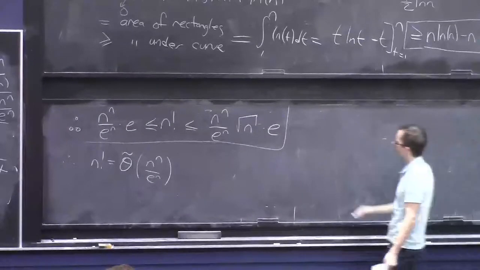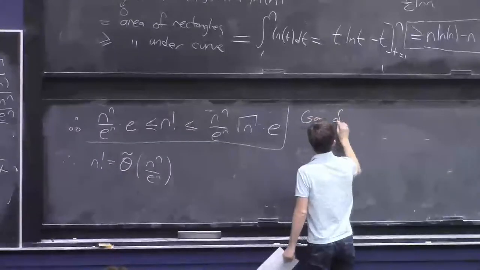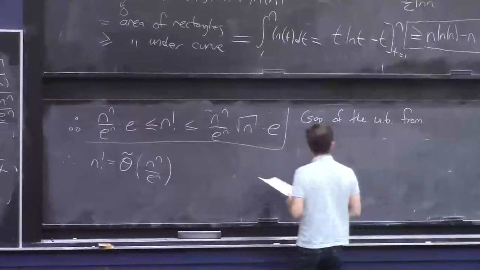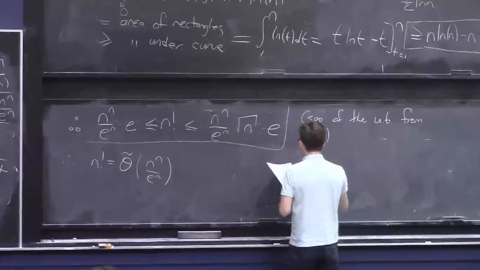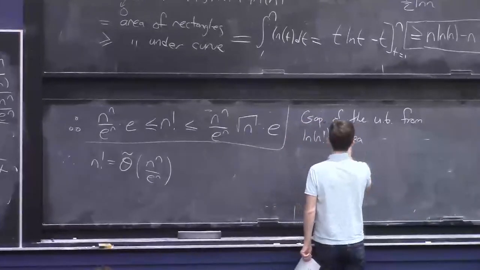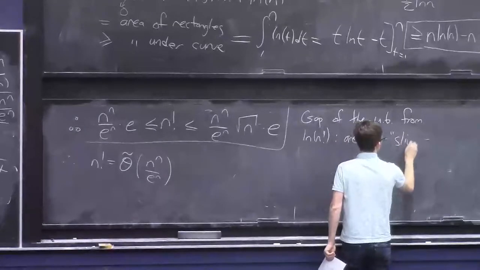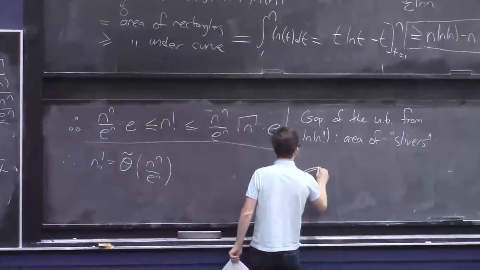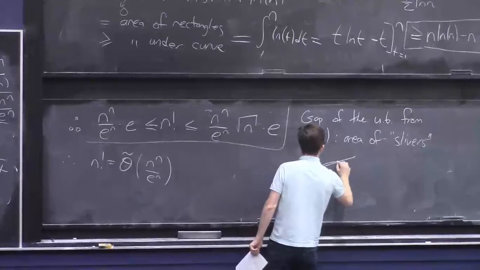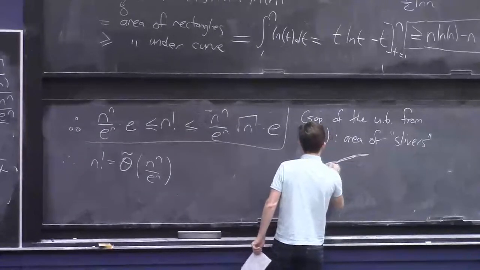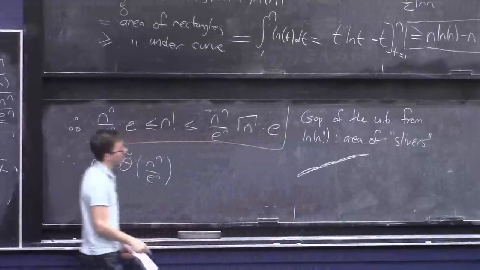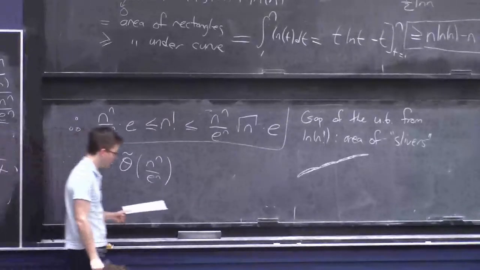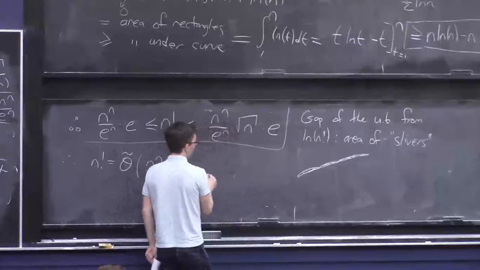And see, the gap of the upper bound from the truth along n factorial is like the area of these slivers, which are just the differences between the curvy triangles and the straight triangles. So it's like the area of these pieces that look like this, plus this, plus this, plus this. Okay, so if we could pin down the area of that difference exactly, we'd have it exactly. This is where I'm going to stop and not do that. But I leave it as an exercise for you. Not a joke, it's not that hard.